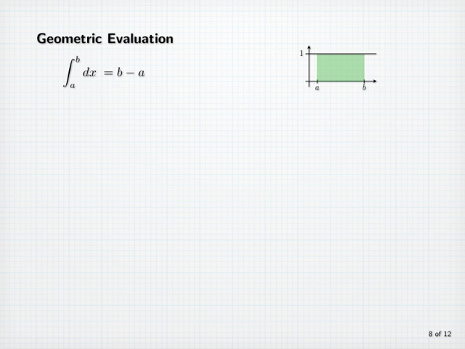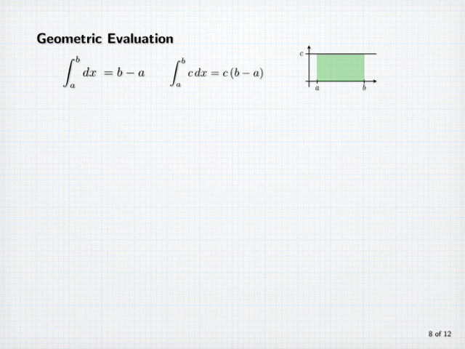Moreover, if we have a constant c, the situation is very much the same. The height of the rectangle here is c, and so the integral from a to b of the constant c is equal to c times (b minus a). That is, c times the width of the interval.